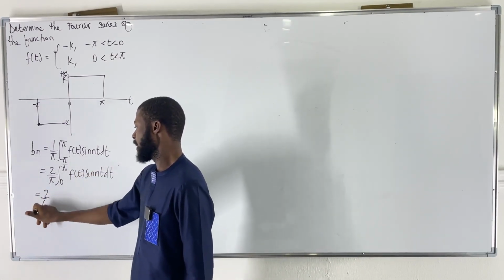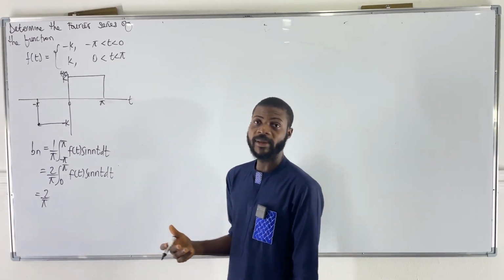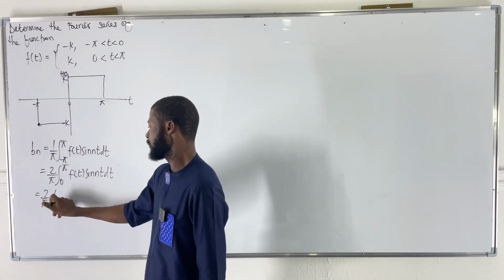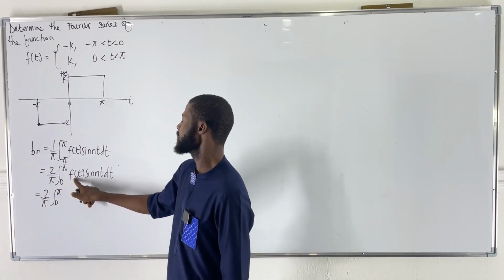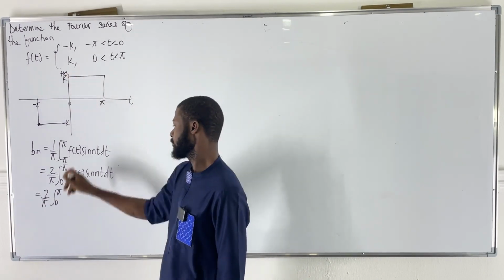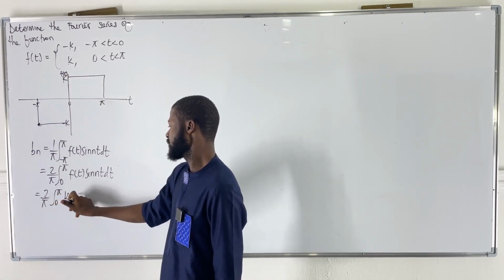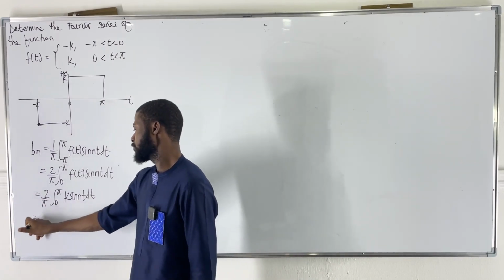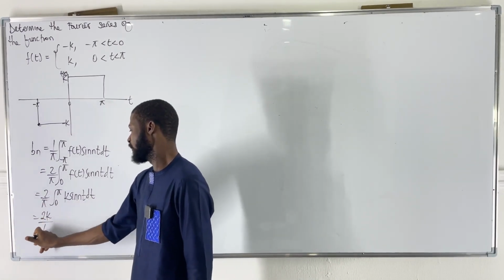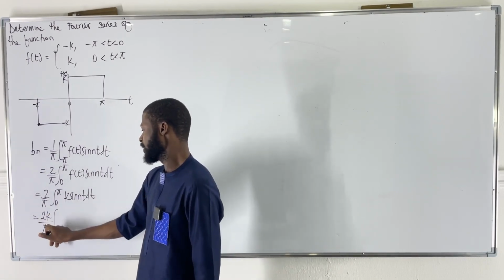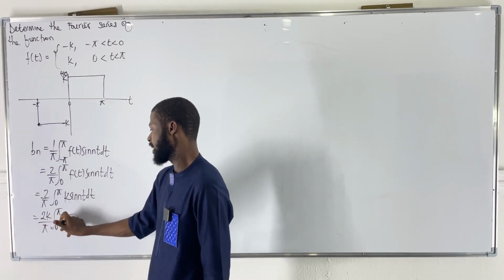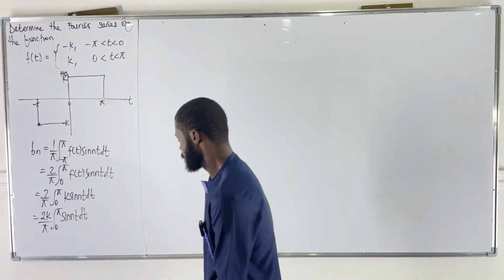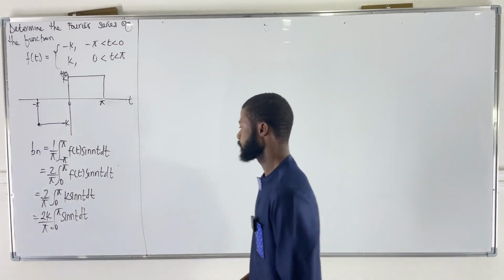So this will be 2 over pi. Remember to watch the video I made on even and odd functions. Integral from 0 to pi, f of t is k, so this is then k sine nt dt. Now the k is a constant, so I can bring it out. So this will become 2k over pi, integral from 0 to pi of sine nt dt. Alright, so this is what I have.